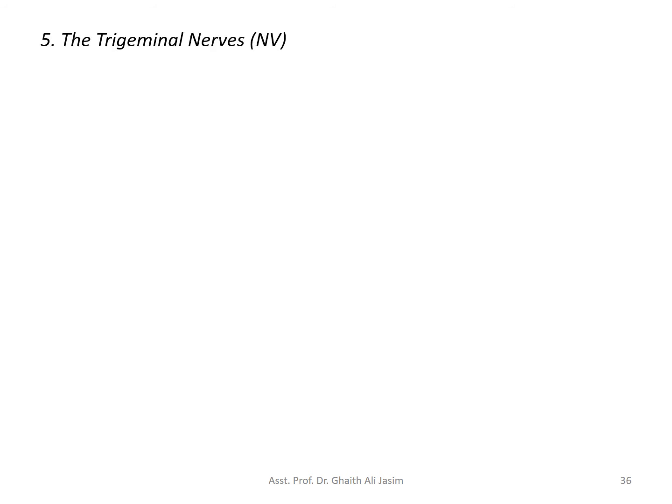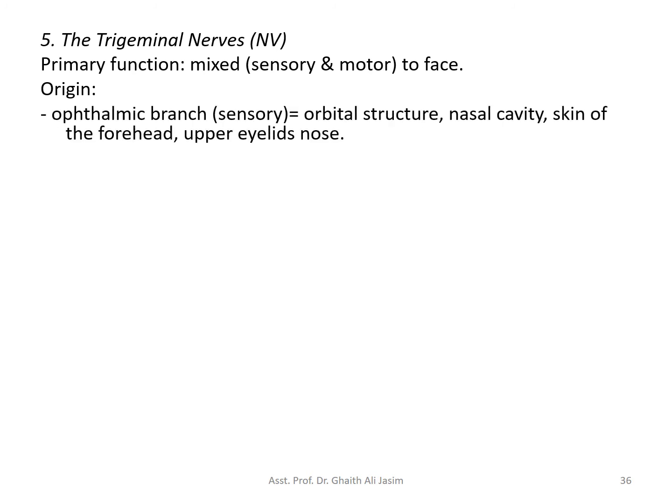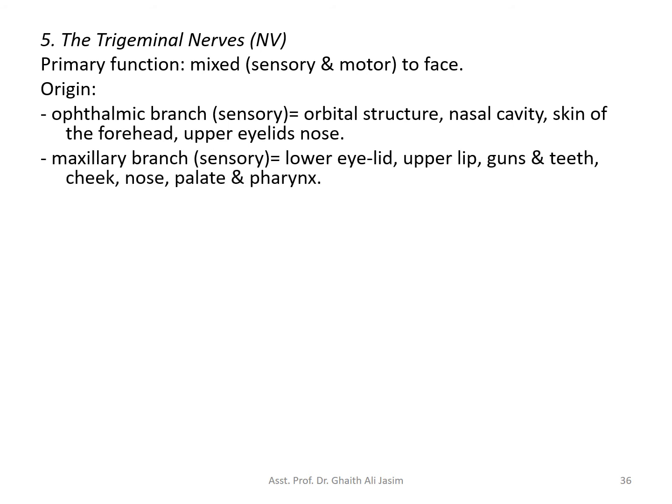Nerve number 5, the trigeminal nerves. Primary function, mixed, sensory and motor to the face. Origin, the ophthalmic branch, the sensory one: orbital structure, nasal cavity, skin of the forehead, upper eyelids and nose. The maxillary branch, sensory also, from the lower eyelid, upper lip, gums and teeth, cheek, nose, palate and pharynx.